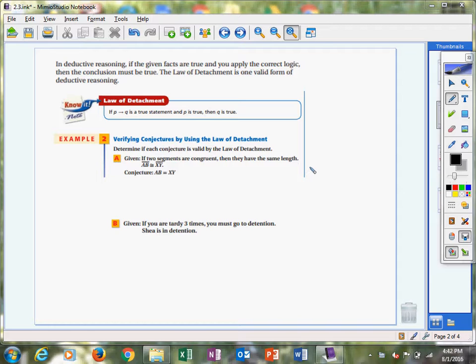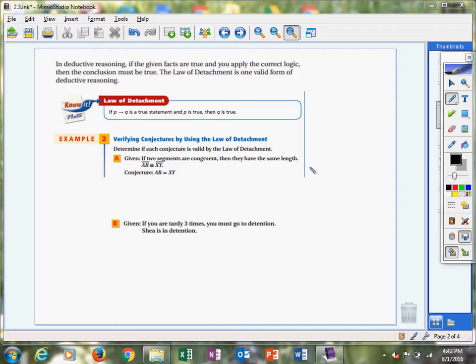Now, basically what the law states is if P then Q is a true statement and P is true, then Q will also be true. So if you have a true statement and your hypothesis is true, then your conclusion will be true. Okay? Now if you don't have a true statement and your hypothesis is false, then Q won't be true. Okay? So we're trying to determine the validity.